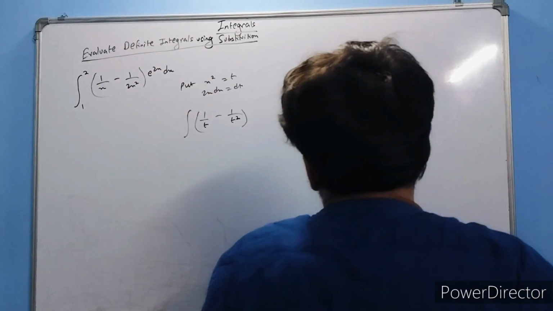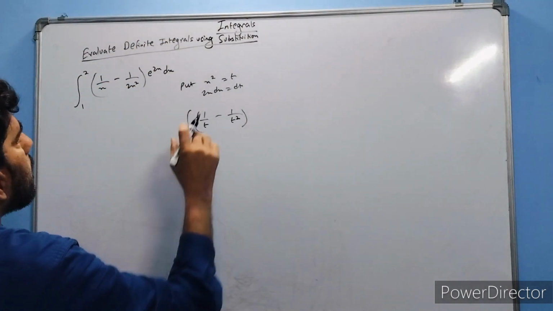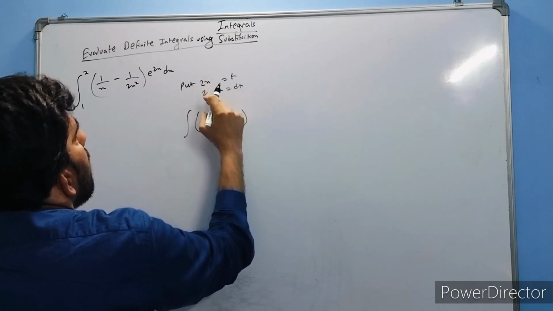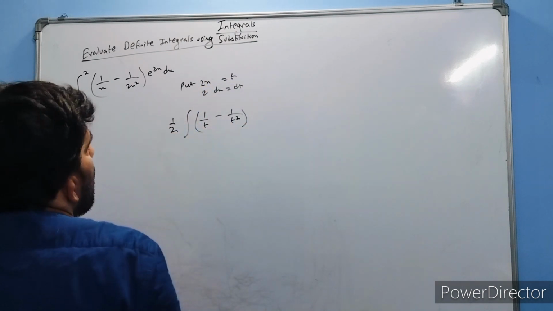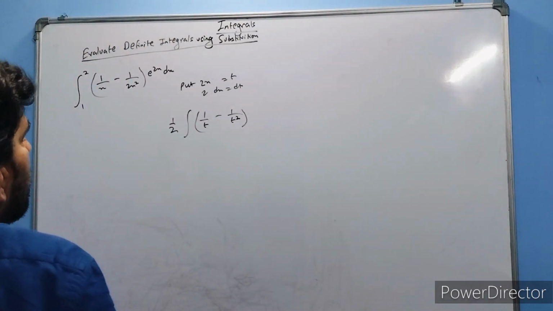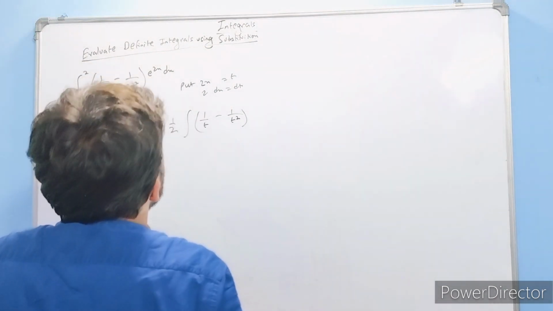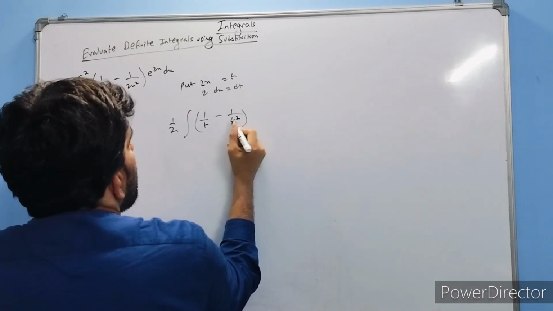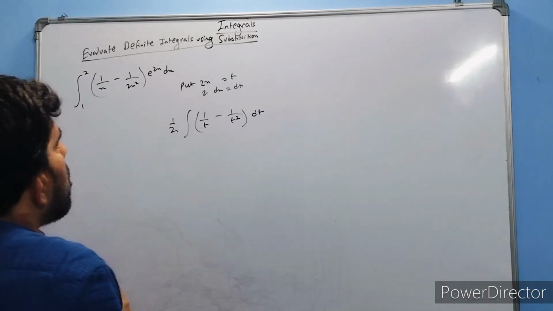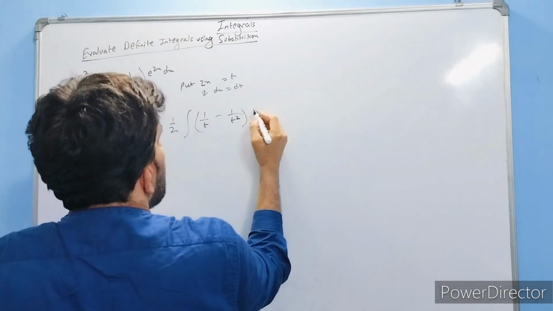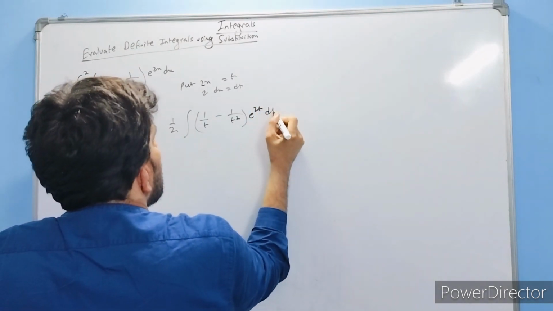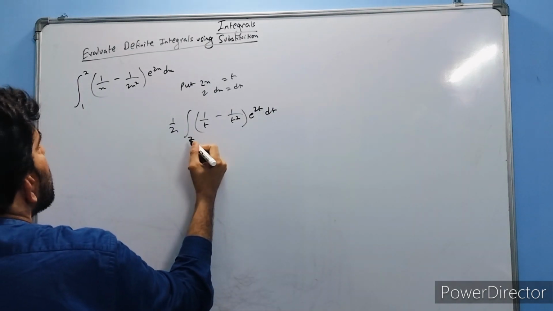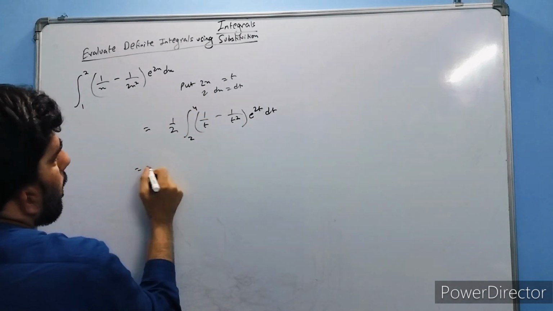Okay, what they have done is, instead of x square equal to t, we can take 2x is equal to t, so that 2 dx is equal to dt. So I'll take half outside. Okay, so now minus, if I put 2x is equal to t, it will be t square. Okay, so just put dt. Now we'll change the limits also. Okay, if x is 1, t is equal to 2, if x is 2, t is equal to 4.